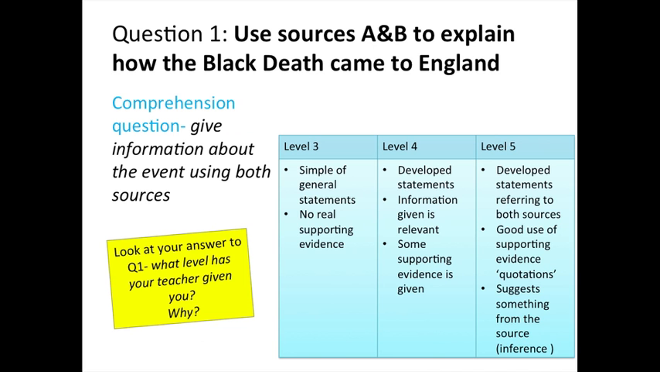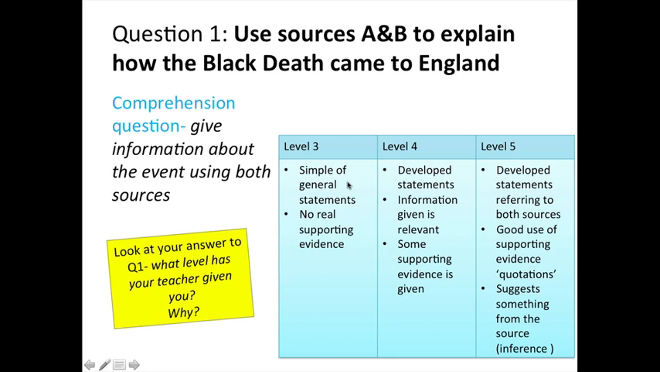So your question 1 was, use source A and B to explain how the Black Death came to England. This is a comprehension question, so you must give information about the event using both sources, both source A and B. Look at your answer to question 1. What level has your teacher given you and why?